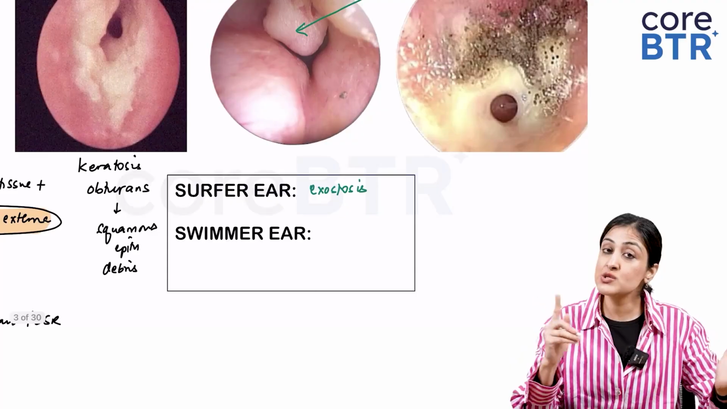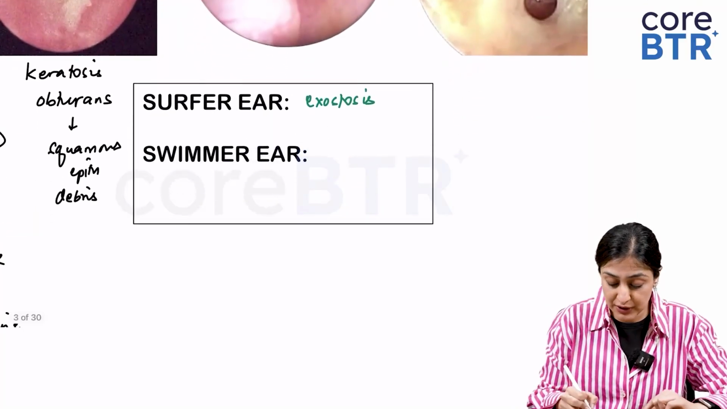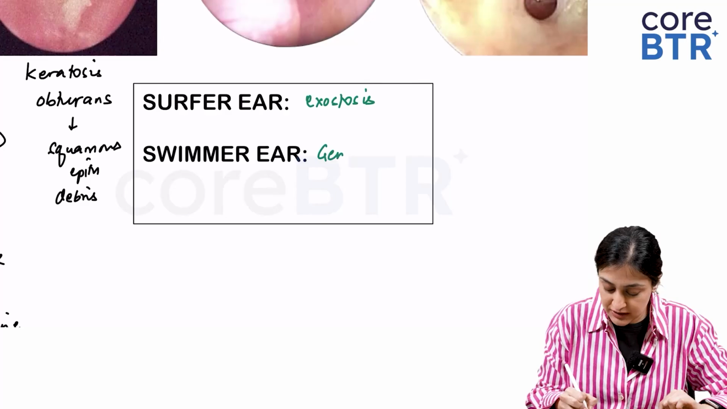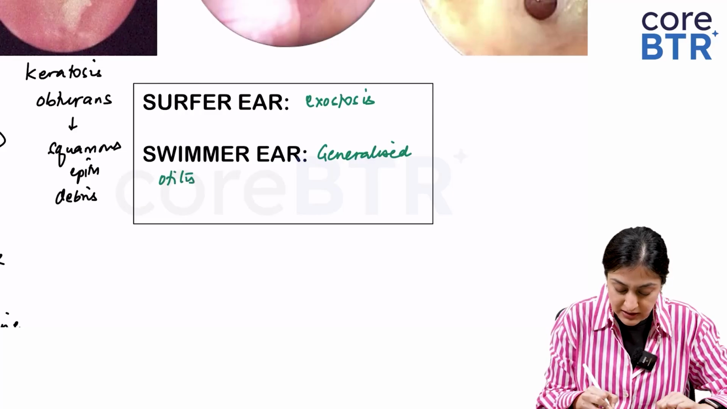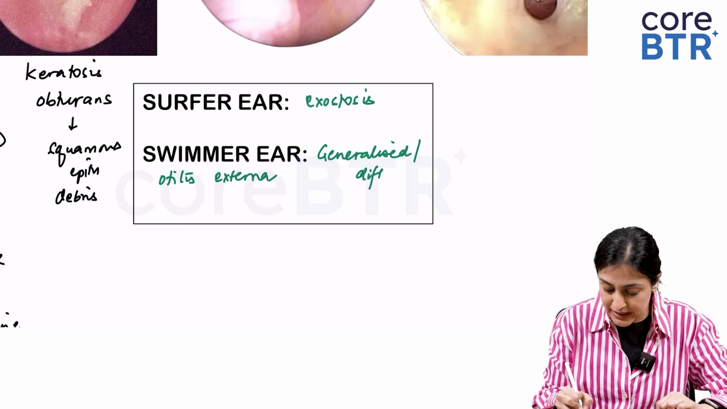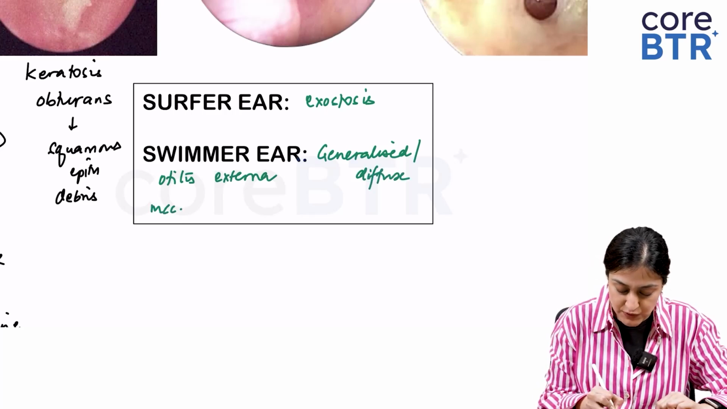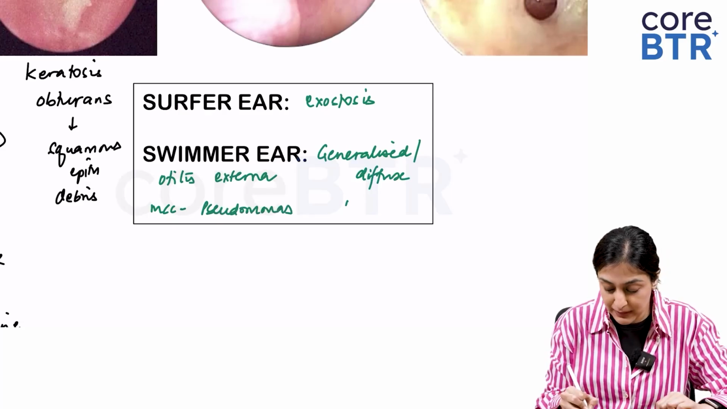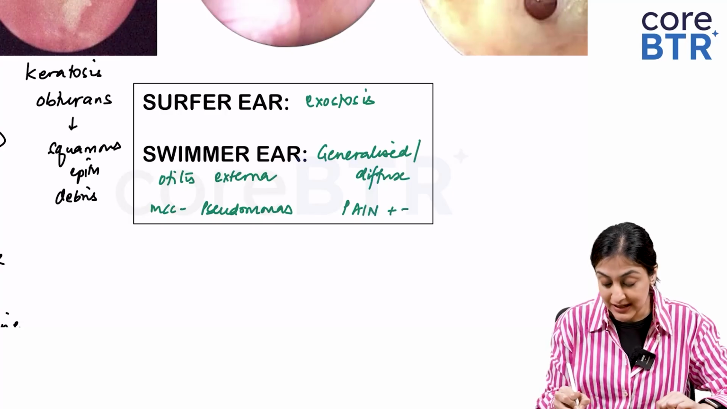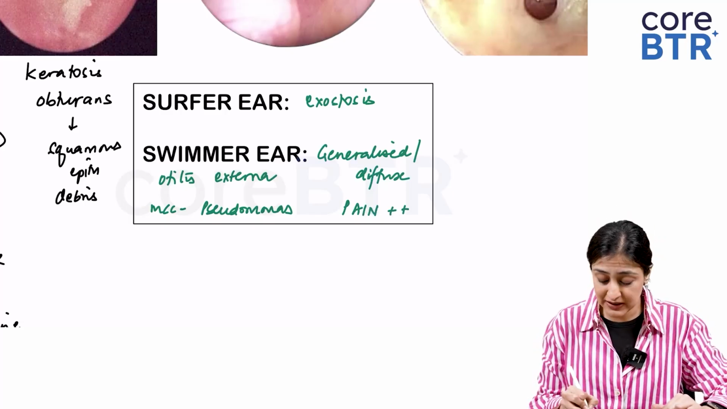Don't mistake this with swimmer's ear. So swimmer's ear kya hota hai? This is what is generalized otitis externa. So generalized otitis externa, also called as diffuse otitis externa. So this is where, again, the most common cause here also is Pseudomonas. So this is where you have an infection. The hallmark here is pain, exquisite pain, very, very tender to touch.